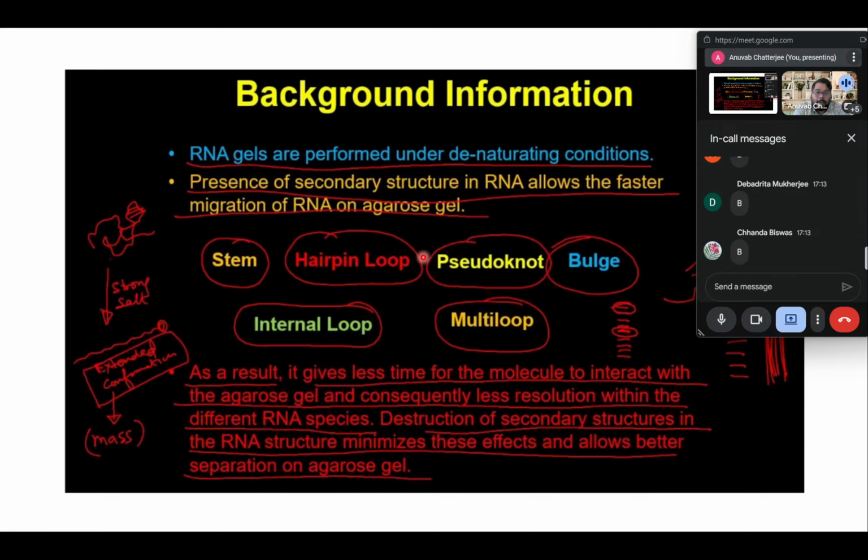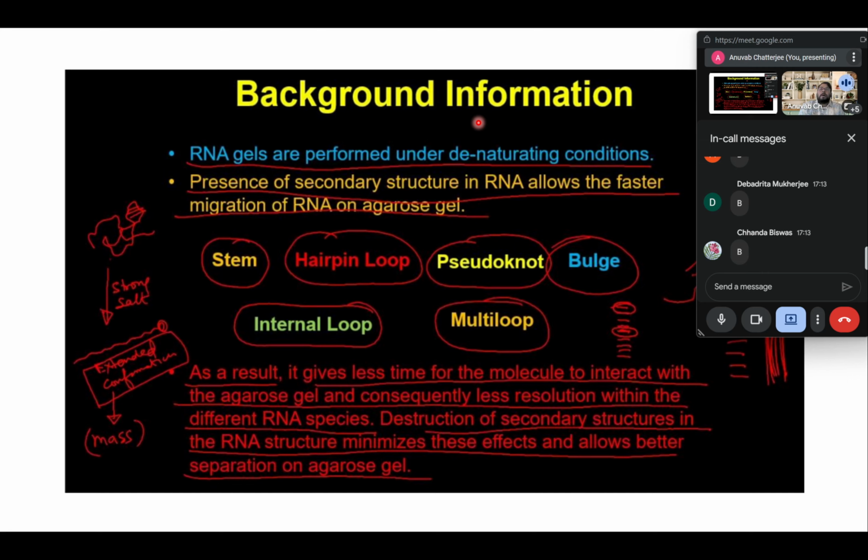Now we look at why denaturing gels are required for RNAs. So RNA gels are always run under denaturing conditions. This is because when we are talking about agarose gels, we were talking about electrophoretic mobility and how the charge by mass ratio is what determines how fast a molecule will move through the gel.